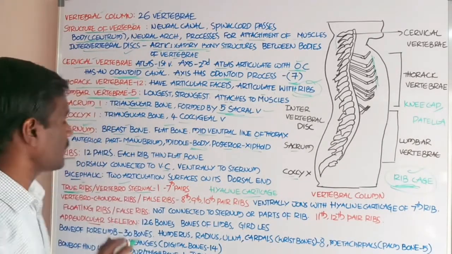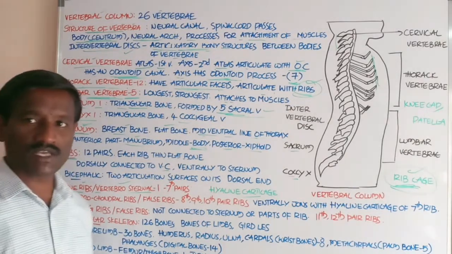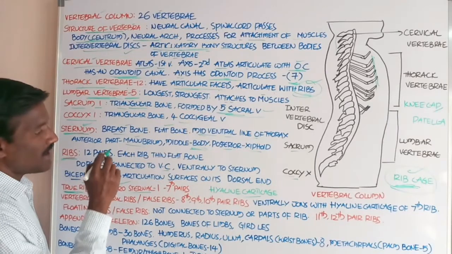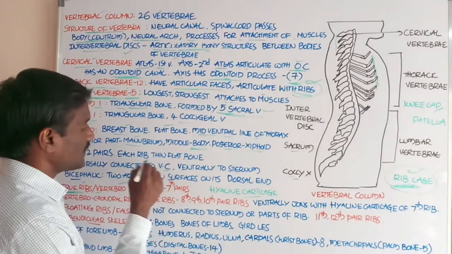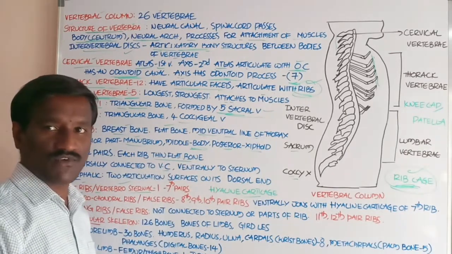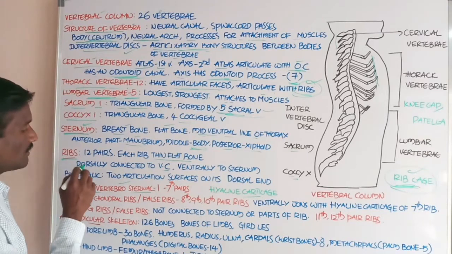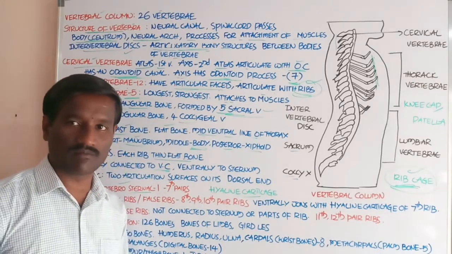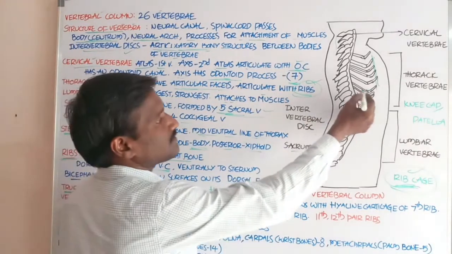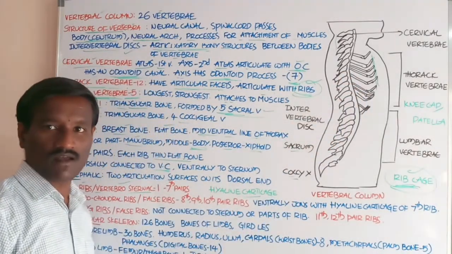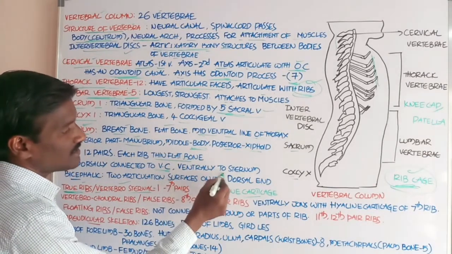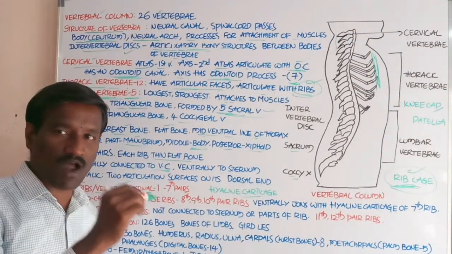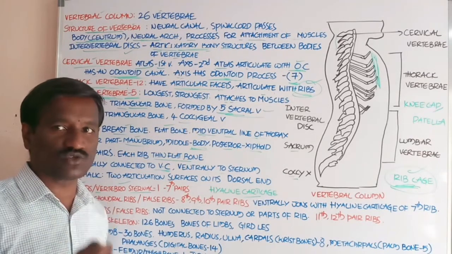Next, another one about the ribs. Ribs are 12 pairs in number in human beings, and each of the ribs is a thin flat bone. Ribs are dorsally connected to the vertebra of the vertebral column, and ventrally the ribs attach to the sternum.